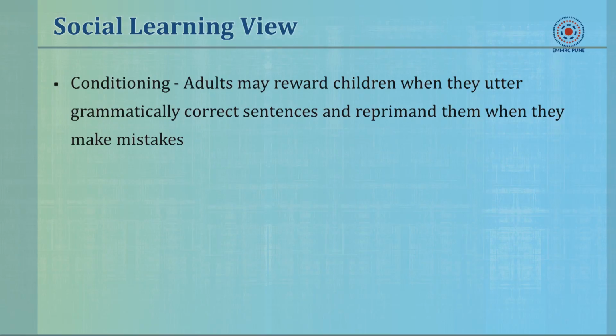Another pathway which may guide language acquisition is conditioning. This means that adults may reward children when they utter grammatically correct sentences and reprimand them when they make mistakes. For example, in some languages, the verbs in a sentence are conjugated differently according to the gender of the subject. When a boy child refers to himself in a sentence but then uses a verb that is female, adults around him may correct him until he gets it right.